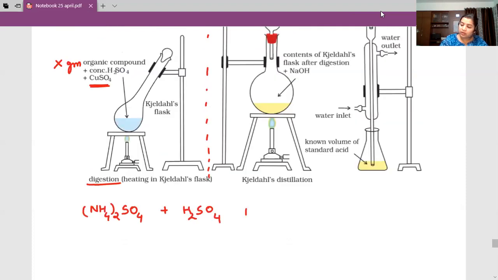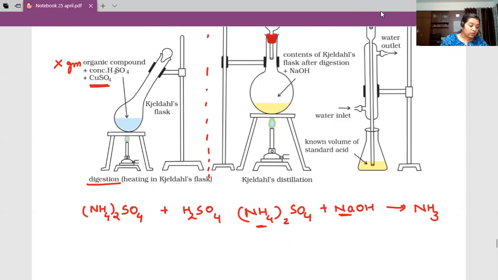Now I am moving to this. Contents of Jaldal's flask after digestion are here. So here is my ammonium sulfate. I am adding NaOH. Strong base will start displacing weaker base. Ammonia will be liberated. Okay, as a result, ammonia will be liberated.